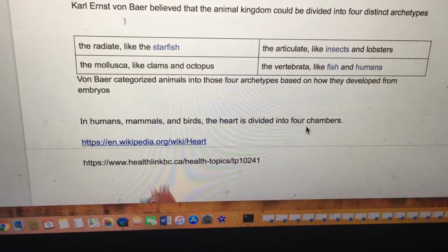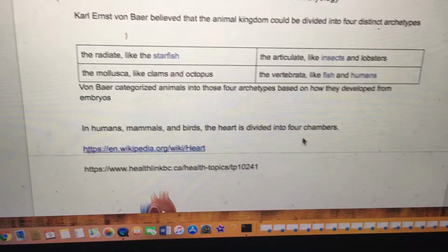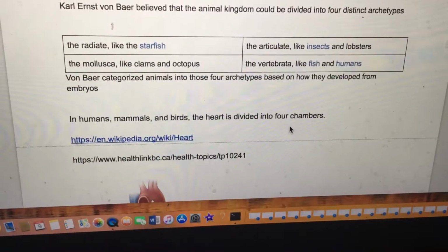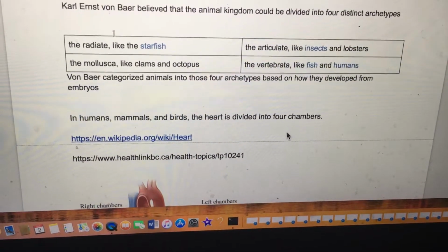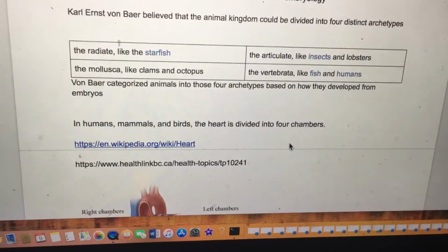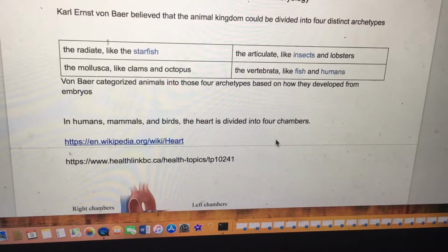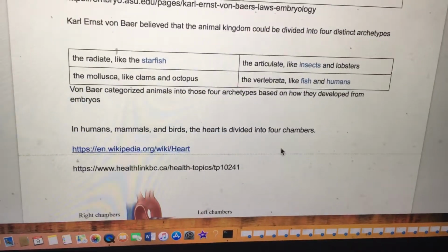Carl von Baer believed that the animal kingdom could be divided into 4 distinct archetypes: the radiate, like the starfish, the mollusk, the articulate, and the vertebrate. Von Baer categorized animals into those 4 archetypes based on how they developed from embryos.